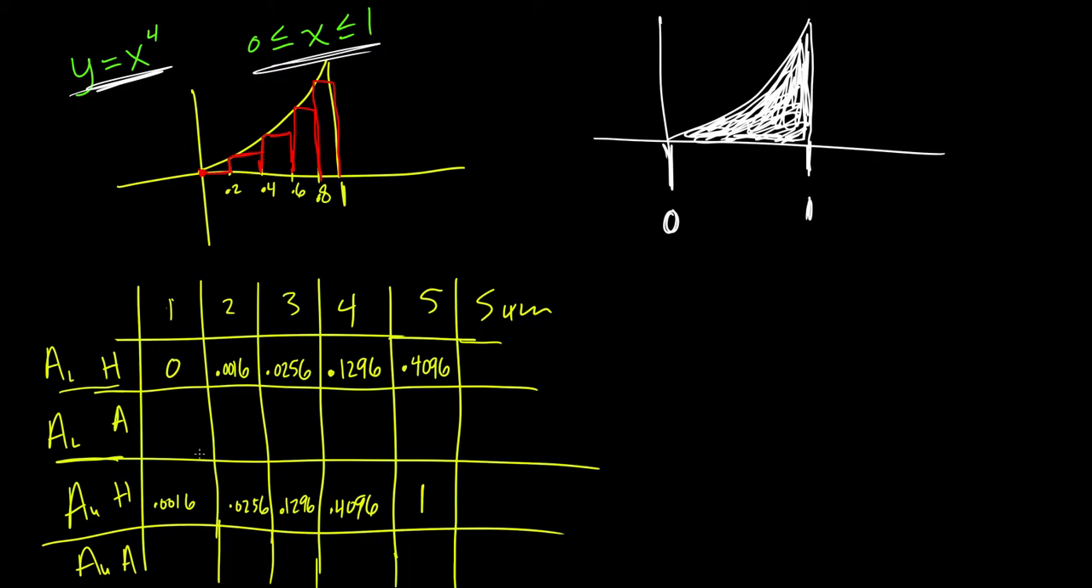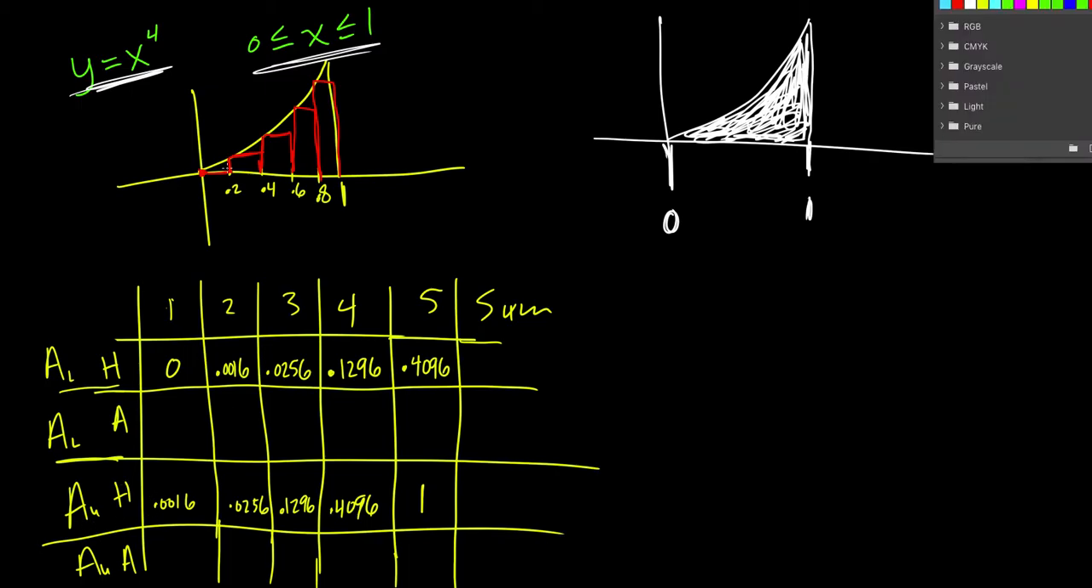Then for my upper rectangles, I just flip it around. This time it goes this way, so the height is 0.2. Notice how it's the same there. It goes on until I get to that last one, where the height is 1, because if I plug in 1, I get 1 to the fourth. So that's what all these heights are.